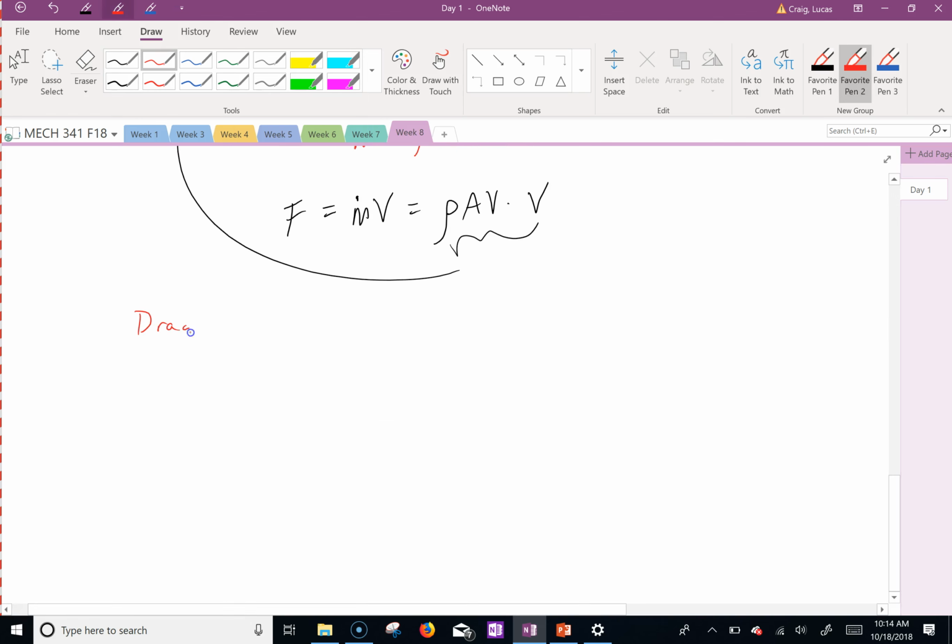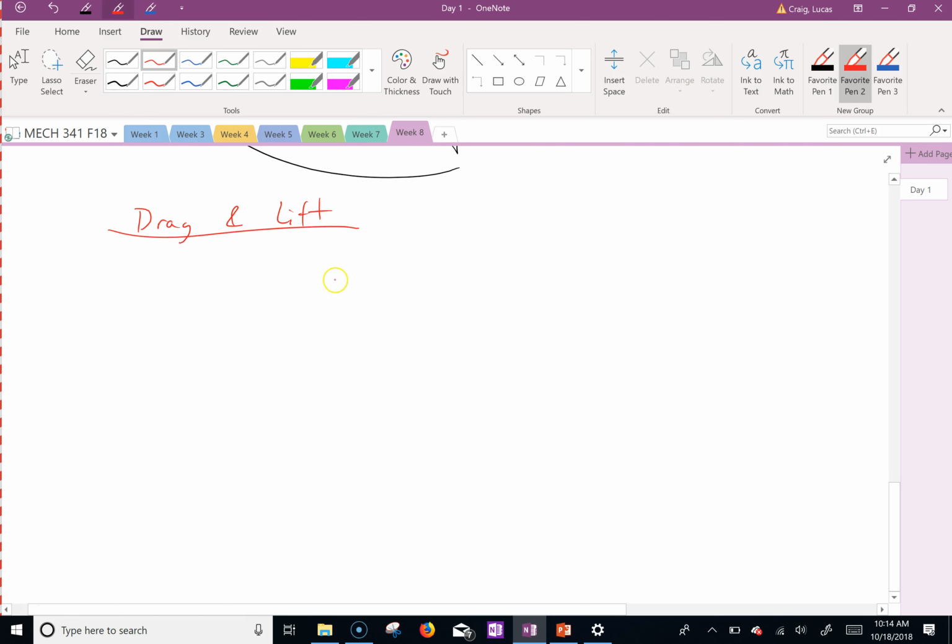Okay, let's look at drag and lift. And we're going to draw an airfoil.